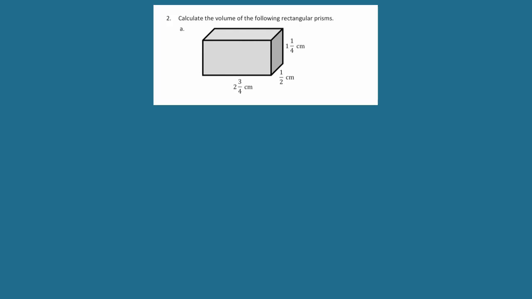Looking at our first example here, it says, calculate the volume of the following rectangular prisms. Now, there's only one formula we use when trying to find the volume of a rectangular prism, and that formula is volume equals length times width times height. Now, we can pretty much label each value and say that 2 3/4 is the length, 1/2 is the width, and 1 1/4 is the height. Now we simply just plug those numbers into our equation.